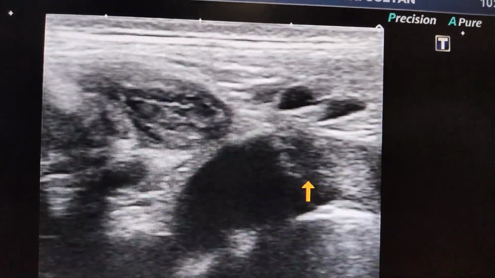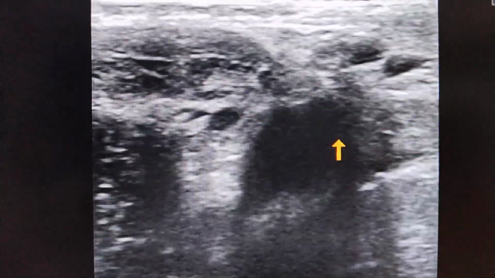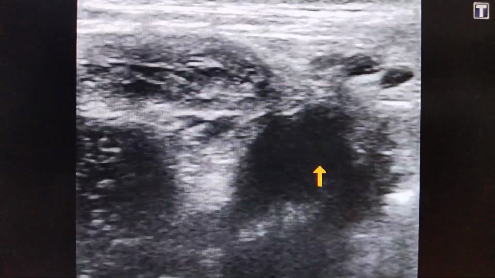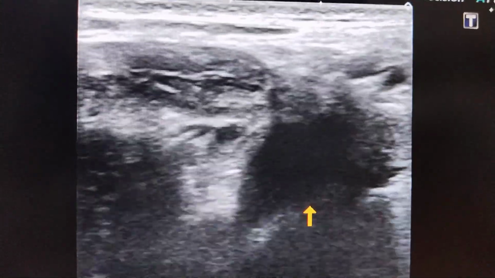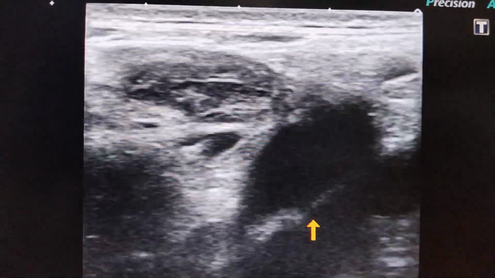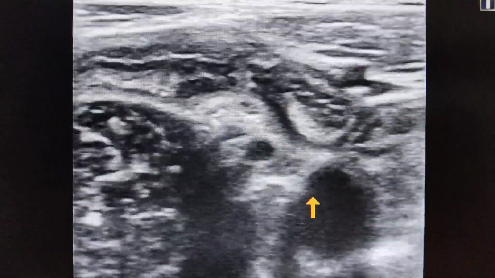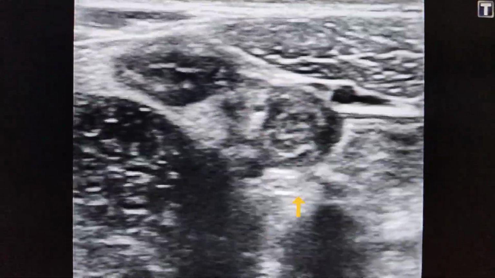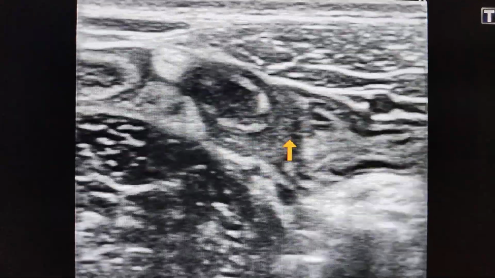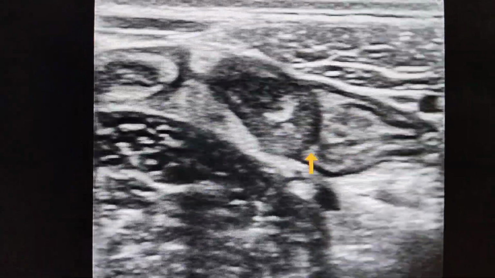So now I have reached almost just 2 centimeters above the inguinal ligament. So these are the femoral vessels or external iliac vessels. This was all about acute appendicitis.